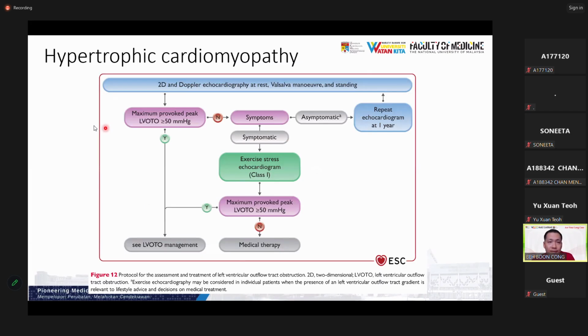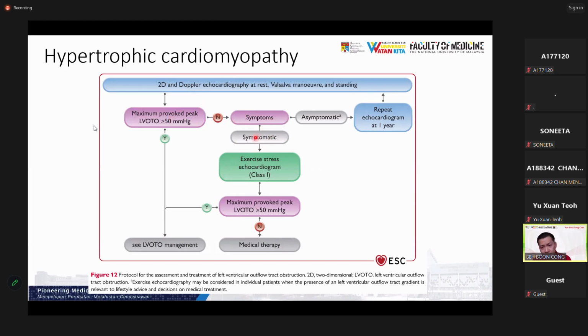So this is too high level for you all. This is to show you that when you have a patient with hypertrophic cardiomyopathy, you want to show whether they have any obstruction or not. This is LVOT obstruction, meaning if you have obstruction, then you need to look for what you can do to reduce the obstruction. If they don't have it, you can do the provocation test.